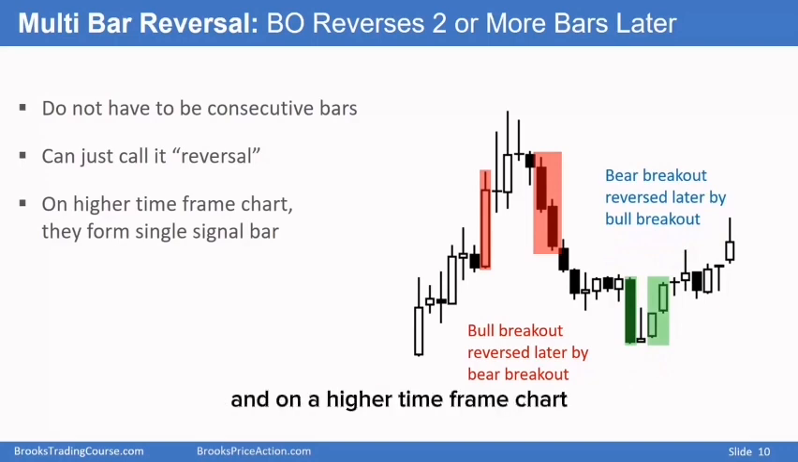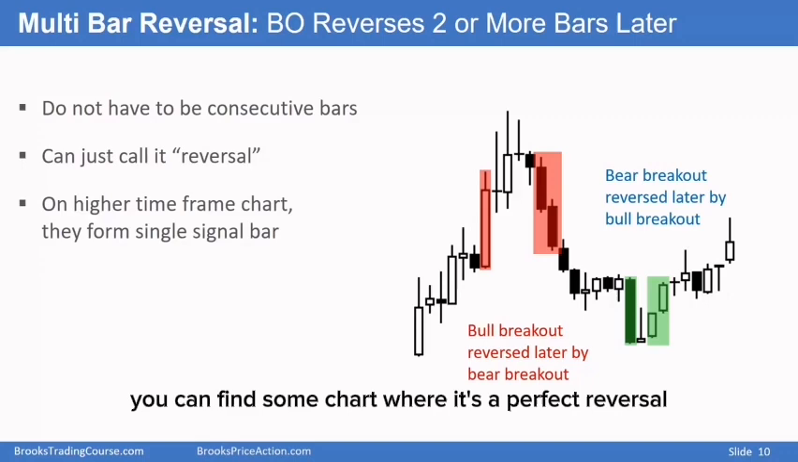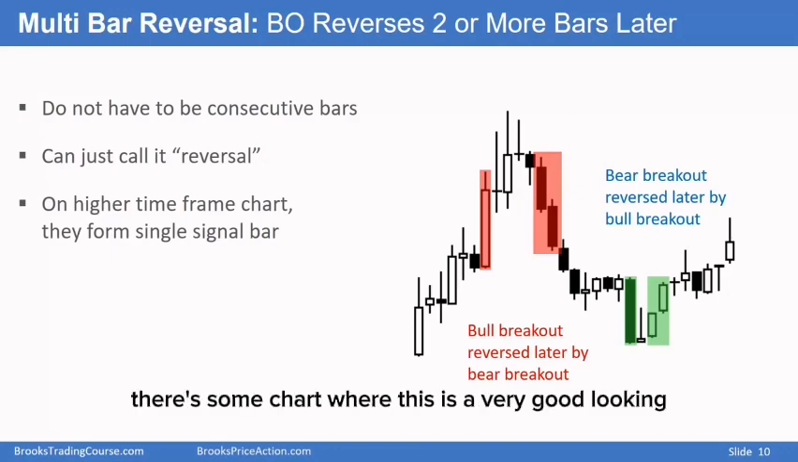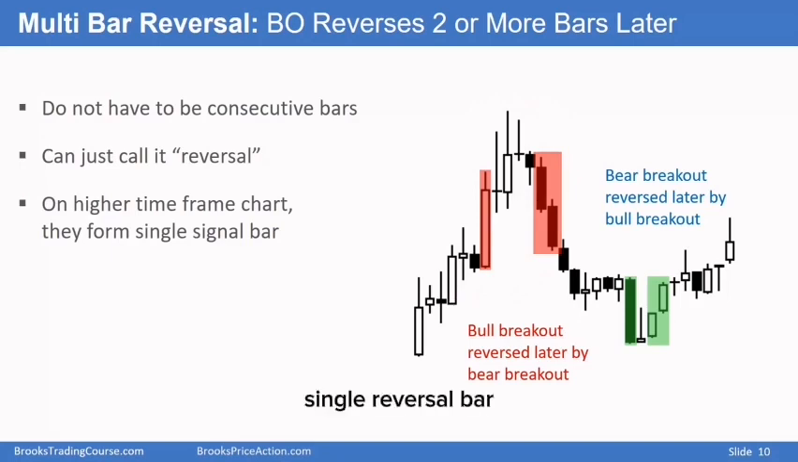And on a higher time frame chart, you can find some chart where it's a perfect reversal. It's not worth doing that. You just know that whenever you get a reversal that takes place over many bars, if you look at a higher time frame chart, you'll find a perfect bar. So let's say this is a 5-minute chart. Maybe you look at a 15, 20, 30-minute chart, 22-minute, 25-minute, 27-minute, doesn't matter. There's some chart where this is a very good-looking single reversal bar. Again, do not do that.